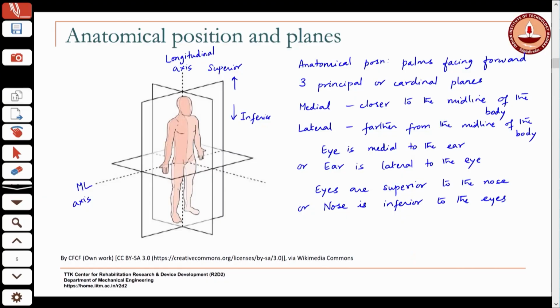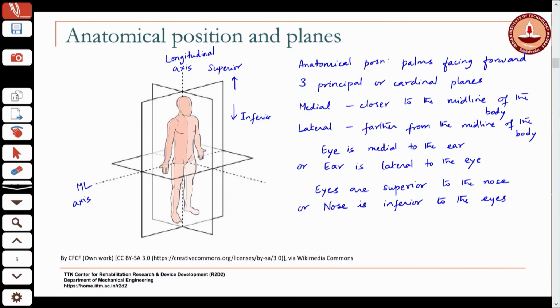So, if I am talking about location in the longitudinal axis, if I talk about the hip joint, how is it located with respect to the knee? The hip would be superior to the knee because it is located higher than the knee. So, it is superior to the knee joint.